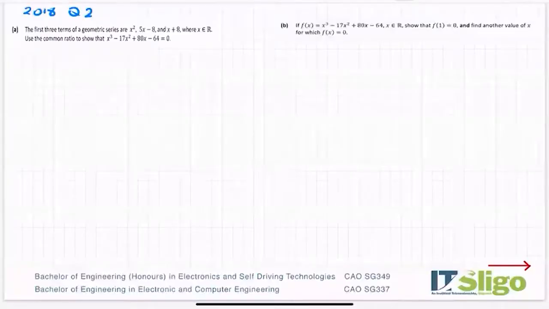Okay, so 2018 question 2, the first sequence and series question of that paper, there were a few of them. The first three terms of a geometric series are x squared, 5x minus 8 and x plus 8, where x is an element of R. Use the common ratio to show that x cubed minus 17x squared plus 80x minus 64 is equal to 0.